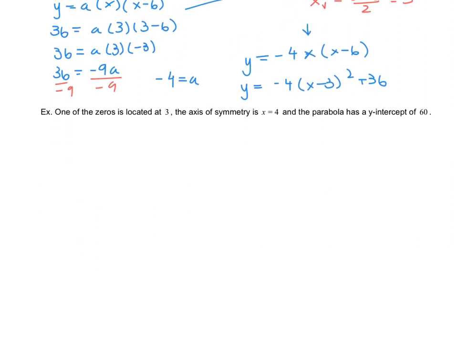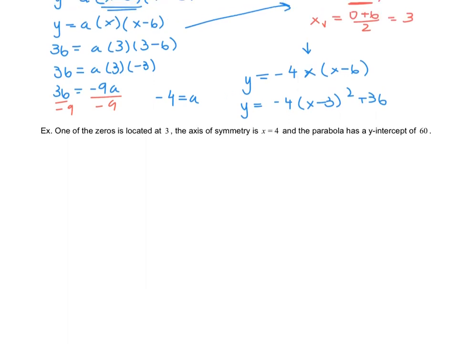All right, let's go to our last one. One of the zeros is located at 3. The axis of symmetry is 4, and the parabola has a y-intercept of 60. So here, the y-intercept is going to be that key point that we're going to plug in to get a. So that's (0, 60). But now I don't actually have full information about my zeros, and I don't have full information about my vertex.